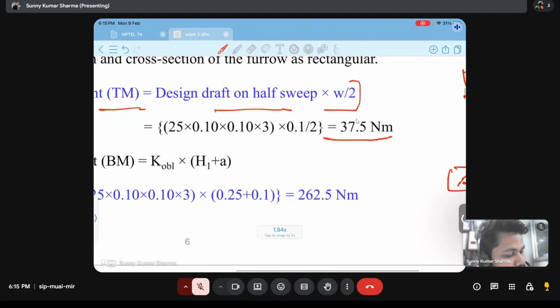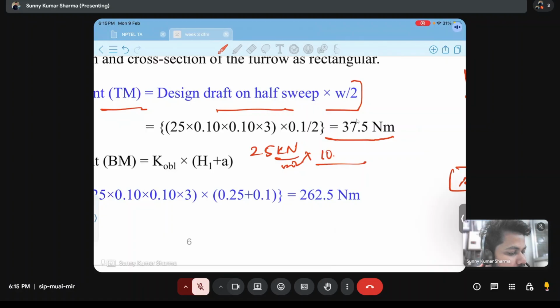How we got this value? Design draft is 2.5 kilonewton per meter square. This is the specific soil resistance into the area on which it is acting. Area on which it is acting is 10 centimeter into 10 centimeter. 10 centimeter is working width and 10 centimeter is the depth of operation. And we have taken 3 as factor of safety. When you multiply these values, you will get 37.5 Newton meter.